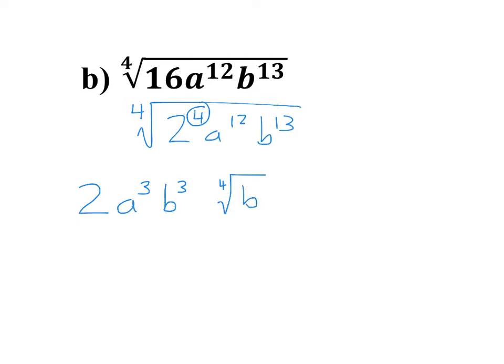All right, let's check for absolute value. The index is even. Did any of the exponents go even to odd? For A, the exponent went from even to odd. So here's our answer. 2 absolute value of A cubed times B cubed, and then 4th root of B.